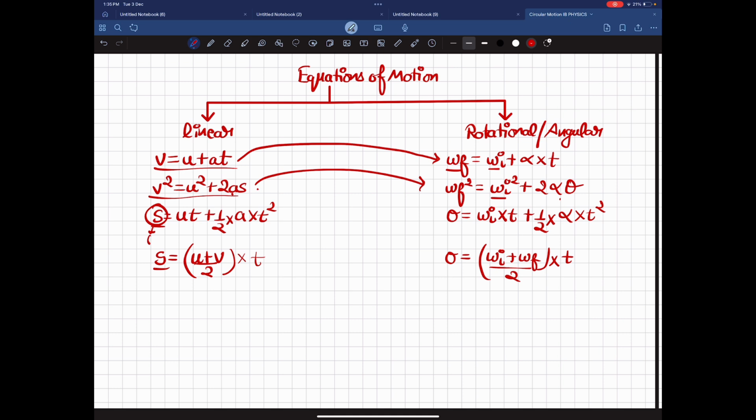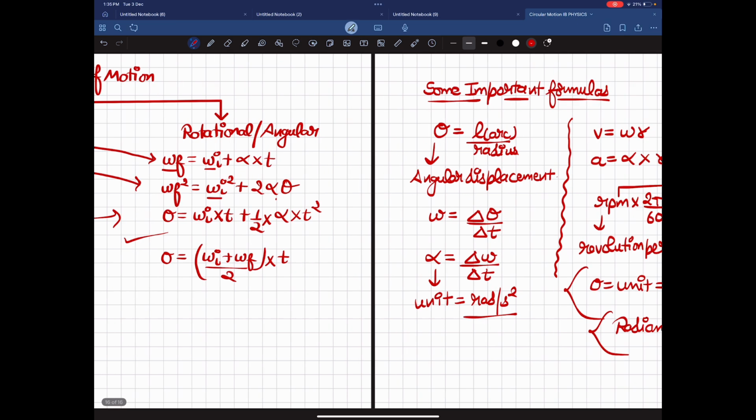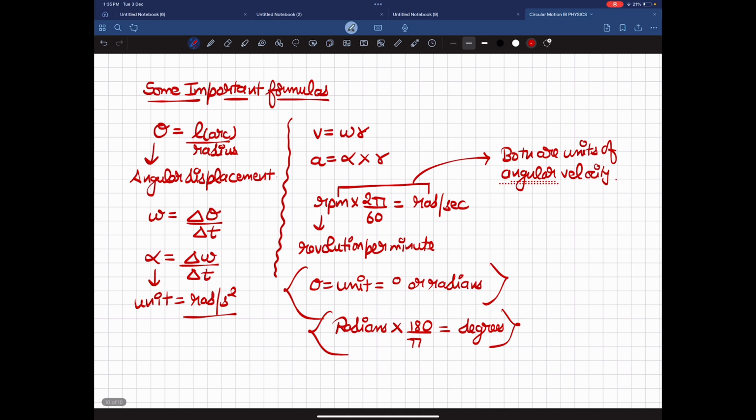In place of S, you will write theta. In place of U, you will write omega initial, and time plus half into acceleration should be alpha. And the same thing is written here. Alright? It's just a conversion of variables. Now, some important formulas. Theta, as you have studied in maths as well, is equals to length of arc upon the radius. Alright? Or you can say theta is equals to length of the circular arc divided by the radius.